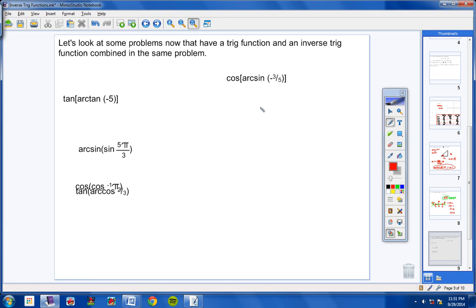Okay, let's start inside the parentheses. So bring down your cosine, or inside the brackets. So I'm going to put sine of theta equals negative 3/5. Okay, now what? This is a really interesting problem. So watch this. Okay, sine of theta equals negative 3/5. All right, so here we go. It's arc sine, so we're dealing with the first or fourth quadrant, and it's a negative 3/5, so we're going to be in the fourth quadrant.